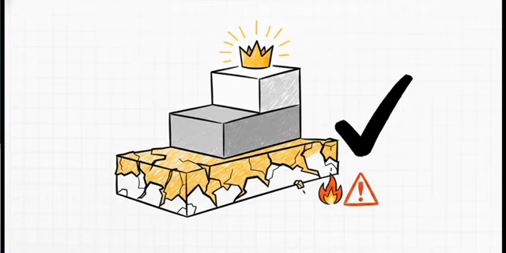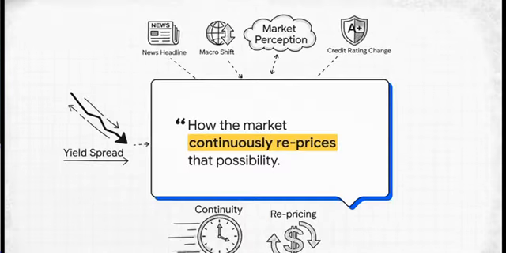Congratulations on surviving the practice round of this explainer. I want to leave you with this final, absolutely vital takeaway to guide your thinking moving forward. Credit risk is not just about whether a company defaults. It's about how the market continuously reprices that possibility. Keep looking at the market through the eyes of an analyst. Every headline, every macro shift, every rating change is instantly being repriced into the yield spread. Master that concept, and you've really mastered credit risk.